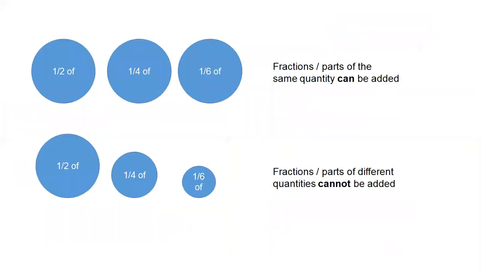So once again, we can repeat. When fractions like 1/2, 1/4, 1/6 are of the same quantity, we can add them directly. When the fractions are of different quantities, 1/2 of a different quantity, 1/4 of a different quantity, 1/6 of a different quantity, they cannot be added together.